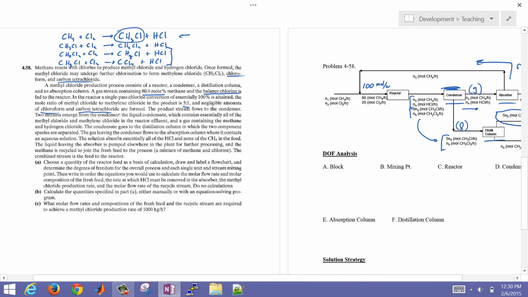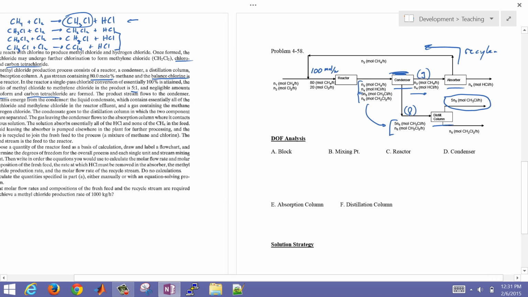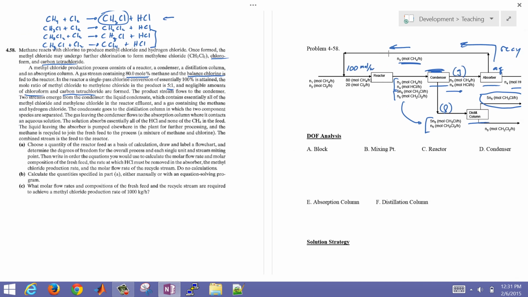A gas contains the methane and hydrogen chloride. The condensate goes to the distillation column, in which 2 component species are separated. The gas leaving the condenser flows to the absorption column, where it contacts an aqueous solution. Okay, so that's right here. Here's our aqueous solution, and then all of the hydrogen chloride is going to come out in the aqueous solution, and then all of the methane is going to come overhead into the recycle. Okay, so that's going to go back to the reactor. Okay, so let's see. The liquid leaving the absorber is pumped elsewhere in the plant for further processing.